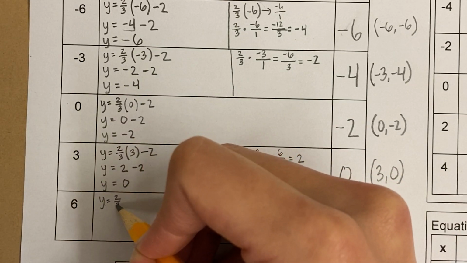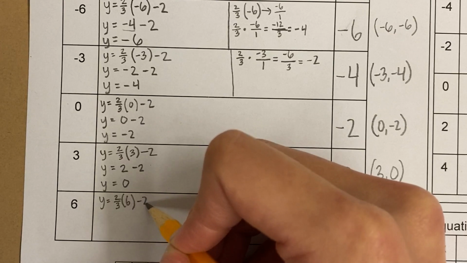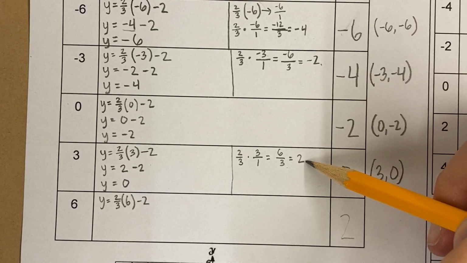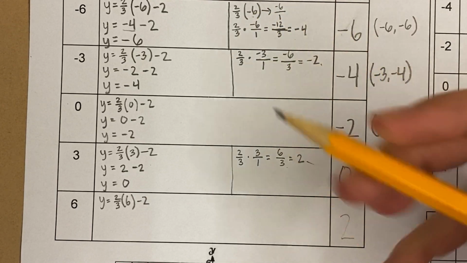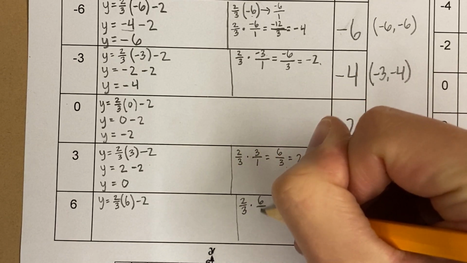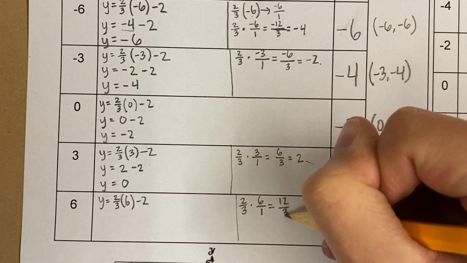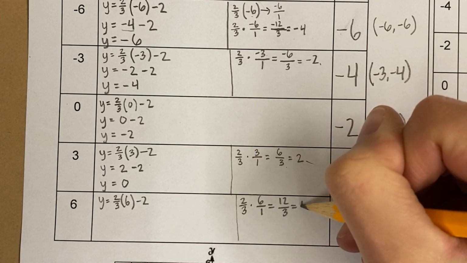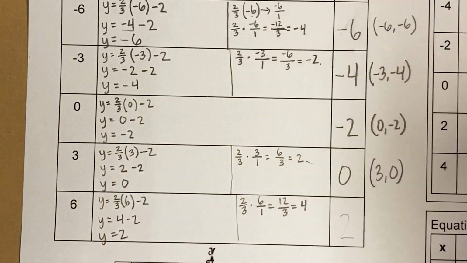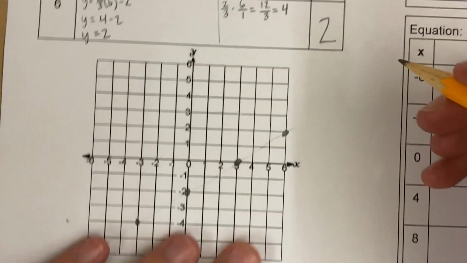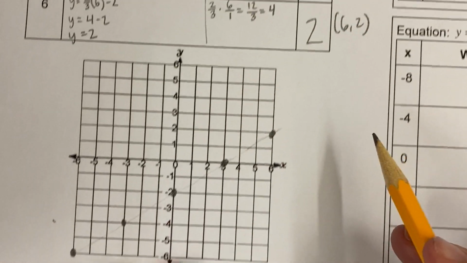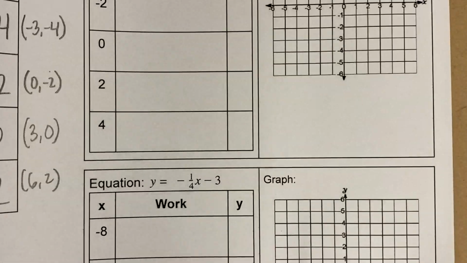Y equals 2/3 times 6 minus 2. Now notice, I had already plugged in -3 and got -2, and when I plugged in +3, I got +2. Here I plugged in -6, I got -4. So you might have a guess about what's going to happen when I multiply by +6. 2 times 6 is 12, 3 times 1 is 3. Then I divide, I get +4. This is 4 minus 2. Y equals 2. Yes, that's what I was hoping to get. Remember, I said this is the point, 6, 2. And there it is. And there's my nice straight line, which is what I want to see. Okay, you're going to go ahead and try these two.